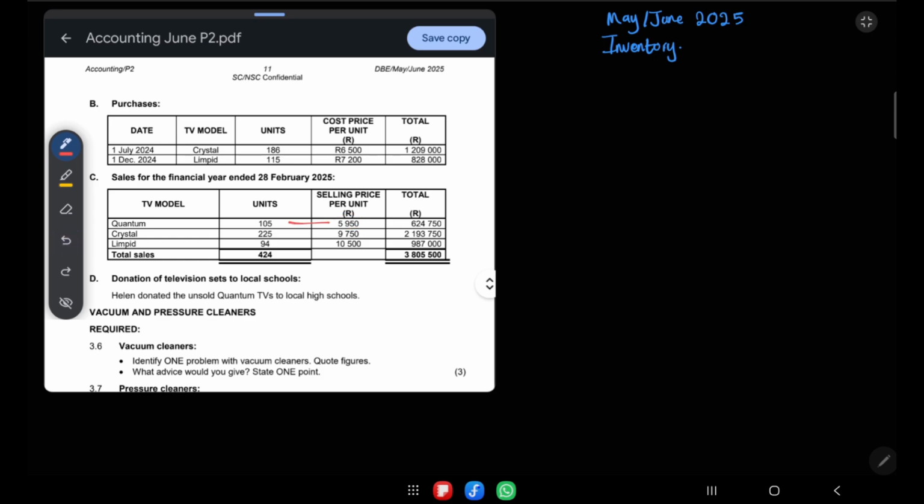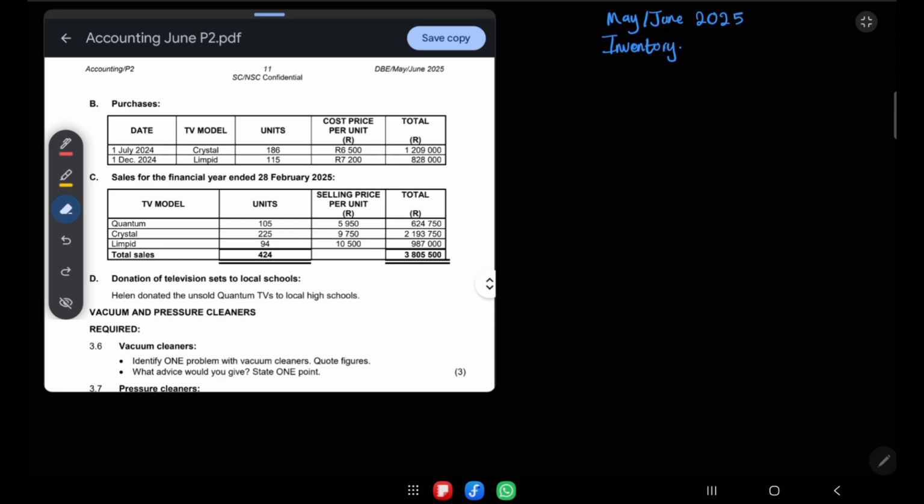So let's see, 105 times 5,950 should give us 624,750. I verified this with the calculator. You should do the same thing. Let's move to Crystal. We had 225 units that were sold times 9,750. This should give us 2,193,750, excuse me.